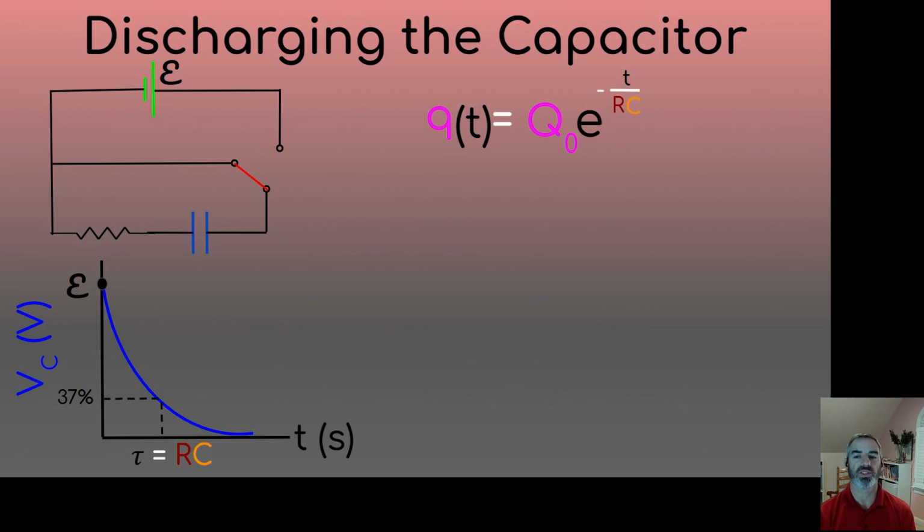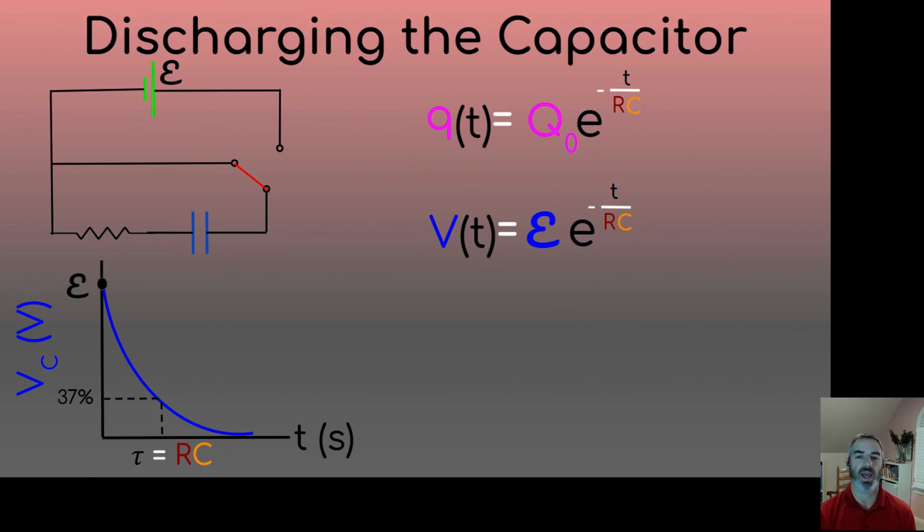Now, we could go through the same calculus derivation, but we'd end up with an equation of charge as a function of time equals the initial charge on the capacitor times e to the negative t over RC. Dividing by capacitance would give us this equation: potential as a function of time is the EMF of the battery times e to the negative t over RC.